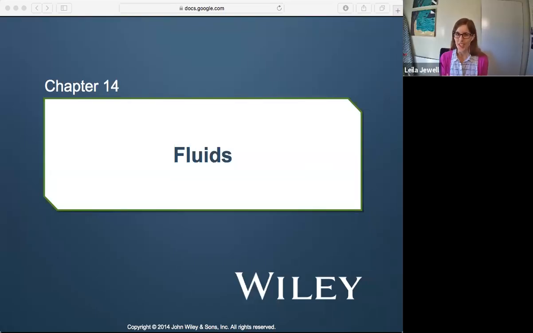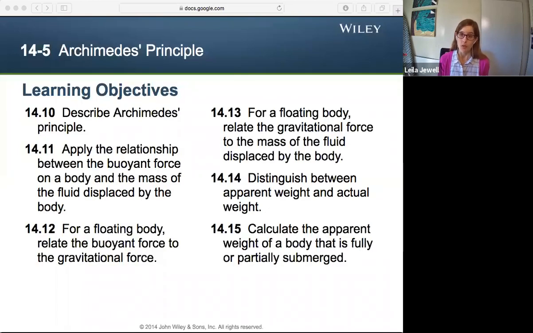All right, chapter 14, we're taking a look at fluids. And before we get into the background of what makes up a fluid, I want to jump ahead a little bit to a section that will be useful to us in lab. So, section 14-5, Archimedes' Principle. We'll get to see what this is, what's going on here.